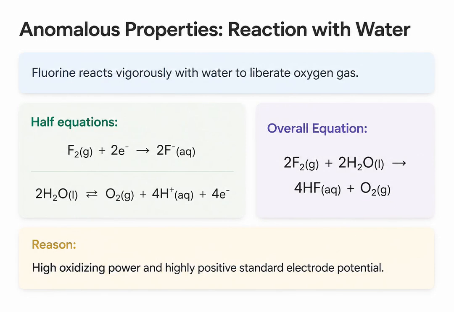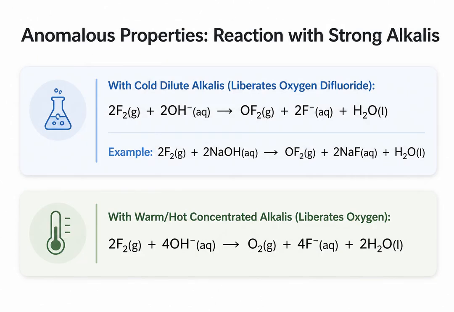When it comes to water, fluorine reacts completely differently than chlorine or bromine. Due to its massive oxidizing power and highly positive standard electrode potential, fluorine reacts vigorously with water to liberate oxygen gas. As the equations show, fluorine is reduced to fluoride ions while simultaneously oxidizing the oxygen in water, resulting in the formation of hydrofluoric acid and pure oxygen gas. Finally, fluorine's reaction with strong alkalis depends entirely on the temperature and concentration.